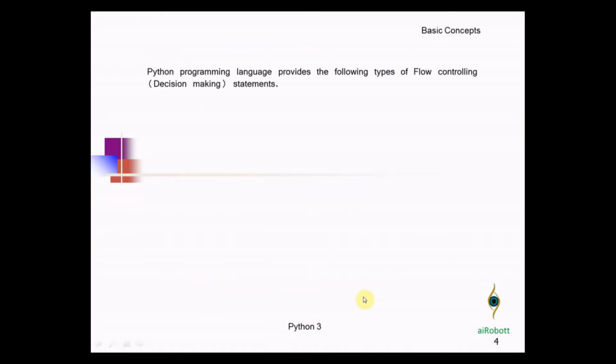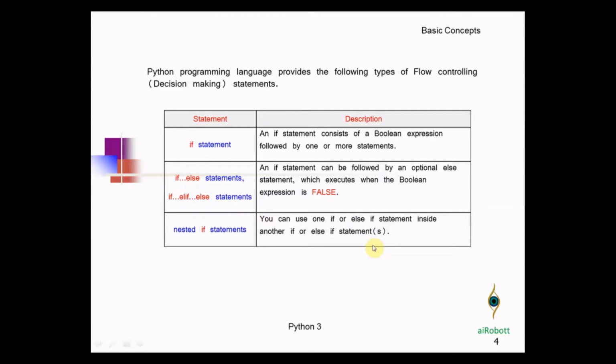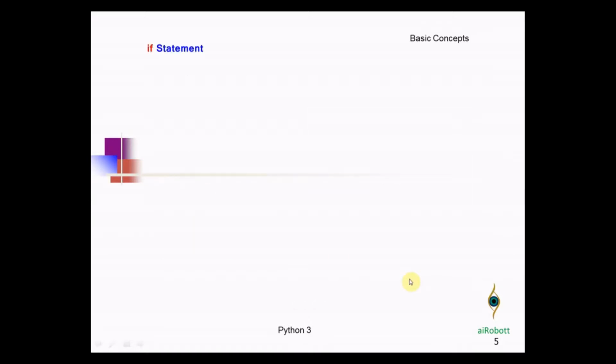Python programming language provides the following types of flow controlling decision making statements. These are the decision making statements. Those are if statement, if else statement, if elif statements, and nested if statements. Now we will see more detail about these decision making statements. First one is the if statement.